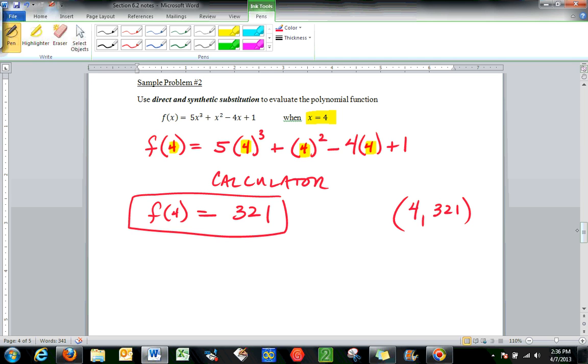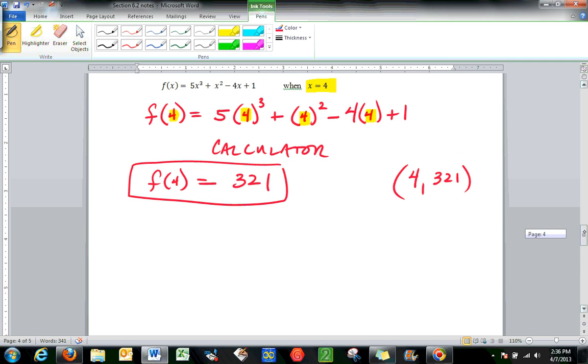So now we're going to work on synthetic substitution. So the first thing I need to do with synthetic substitution is I need to take the variables, and I'll go ahead and rewrite my function right here.